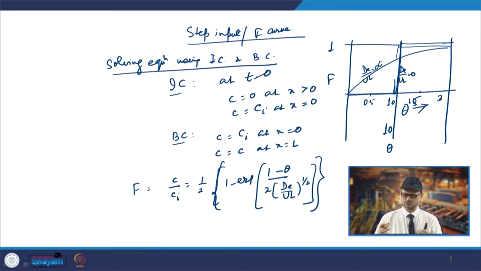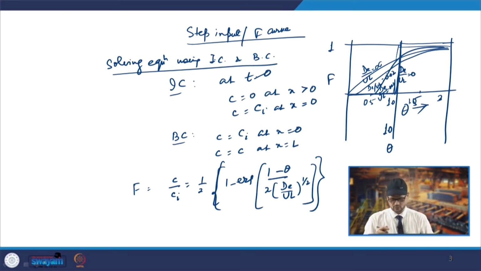So, otherwise you get the curves like this, or you get the curves like this. As d by uL increases from 0, it will be 0.00. For this, d by uL will be 0.002. Here d by uL will be 0.02. So, this is by the researchers.